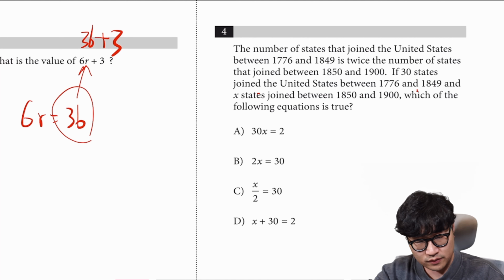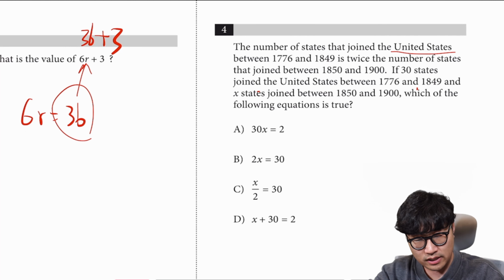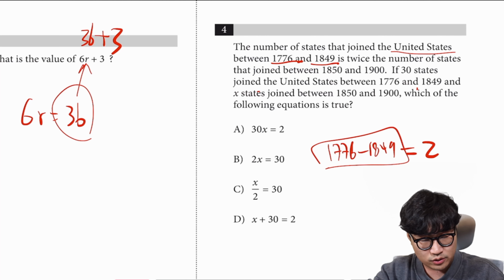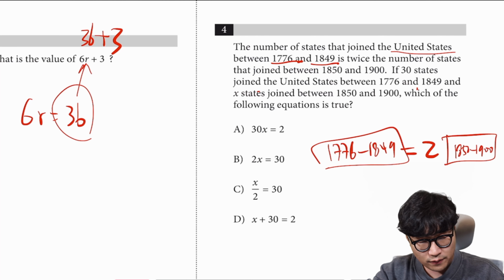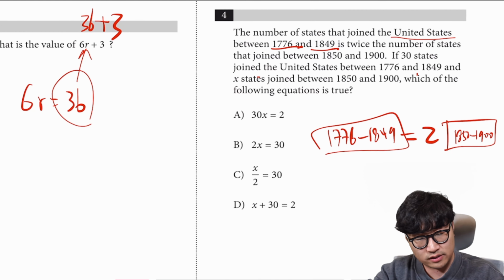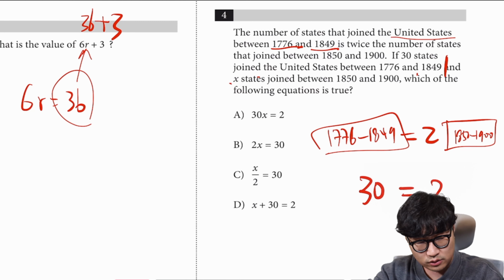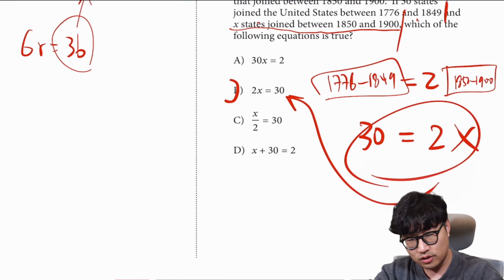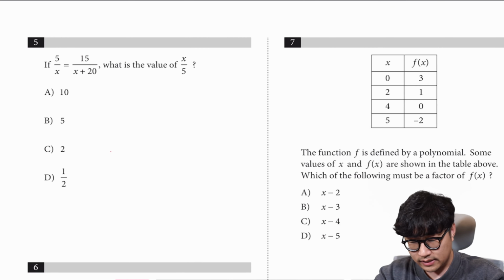Number 4, the number of states that joined the United States between 1776 and 1849. So 1776 and 1849, that is twice the number of states that joined between 1850 and 1900. So if 30 states joined the United States in that period, that'd be 30 right there, and then 2, and then X is the states that joined between 1850 and 1900, so that'll be X right there, and that basically is just this right here.